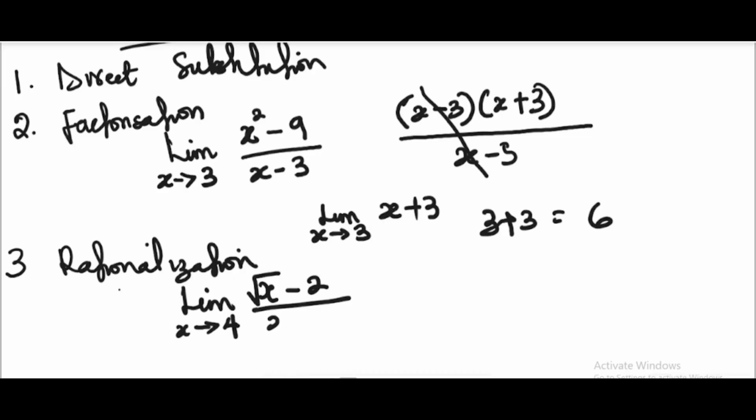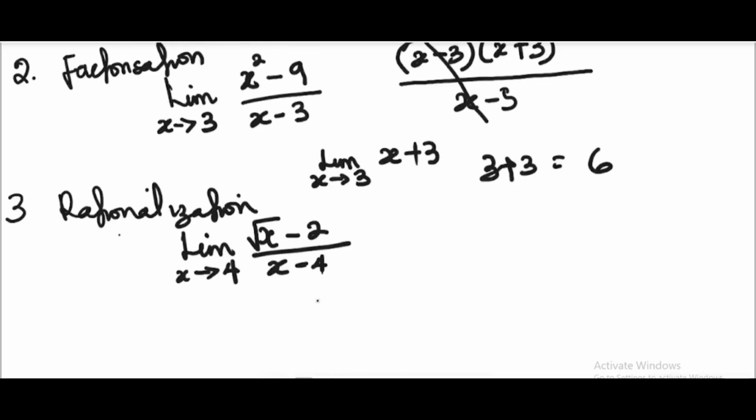over x minus 4. So now before we talk about rationalization, let's just look at direct substitution and see what happens, right? Since x is tending to 4, I'm going to substitute x to be 4, and then that will be root 4, which is 2. So we have 2 minus 2 over 4 minus 4, and that will give us 0 over 0. Do you see that now? Which is undefined. So which makes this limit undefined. But is that true? Let's find out.